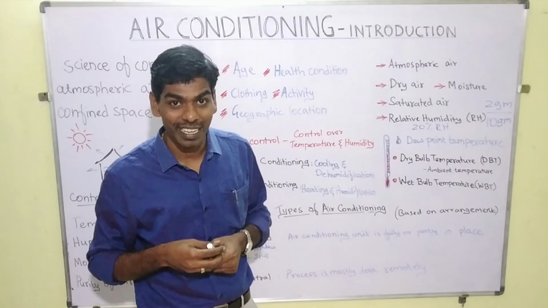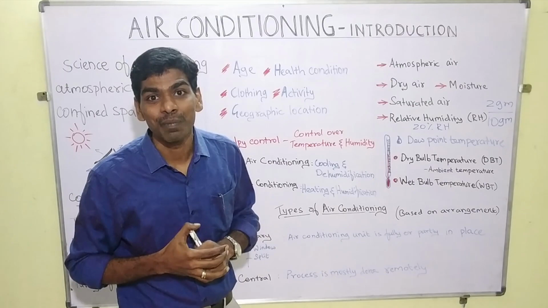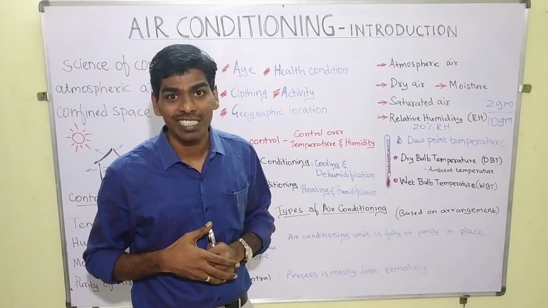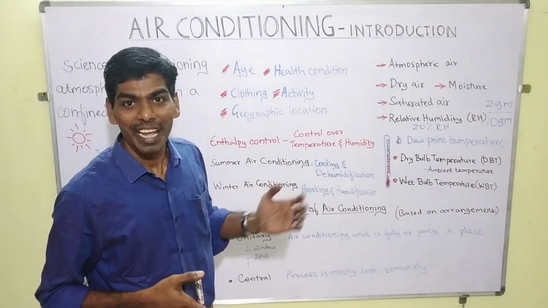If we add further, it could go up to 10 gram. 10 gram is the maximum quantity it can have. 10 gram by 10 gram will give 100% relative humidity. That is the saturated air. So these things are very important to understand this. In addition to that, there are certain temperatures we need to know about.